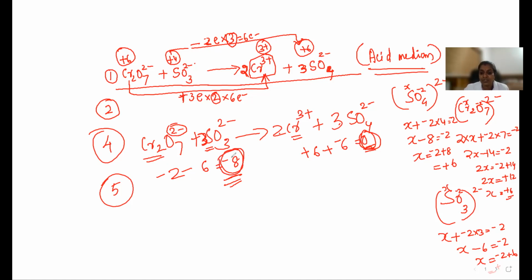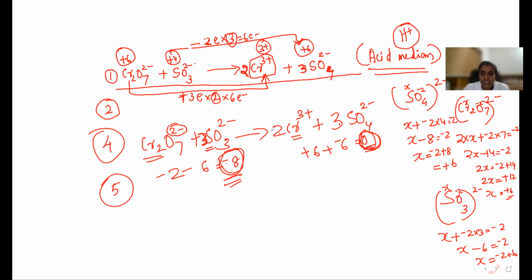So how will we make it 0? Here minus 8 and here 0. Since here it is 0, we have to make it 0. How will we make it 0? By adding H plus ion. Since it is acid medium, we have to add H plus ion to make it 0.